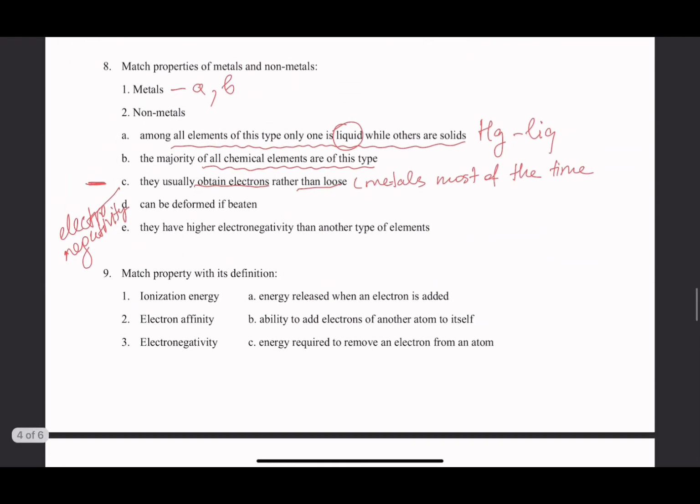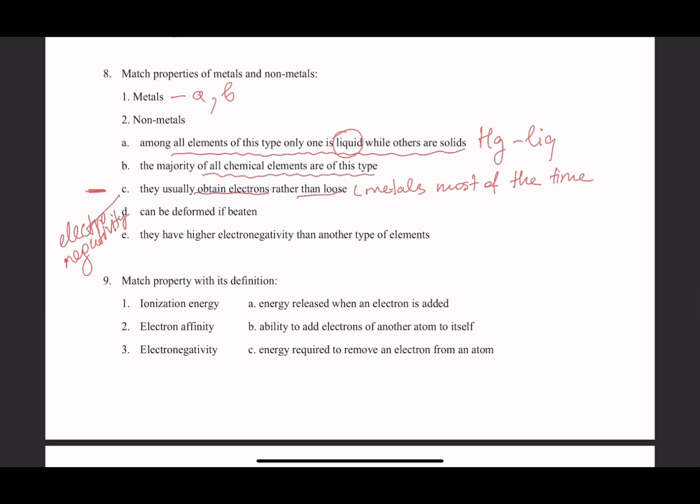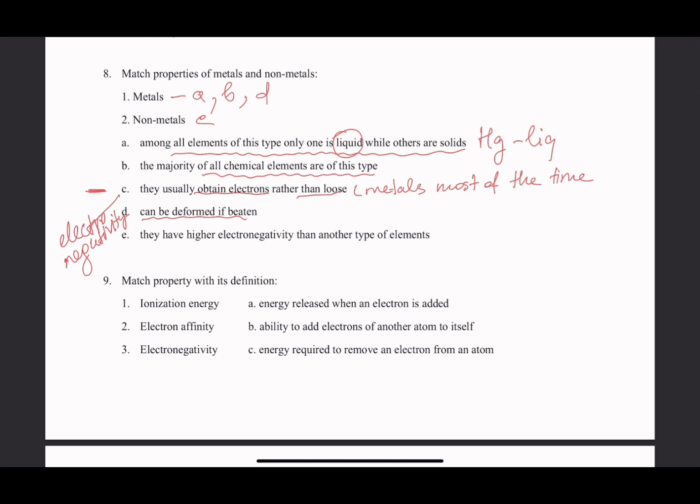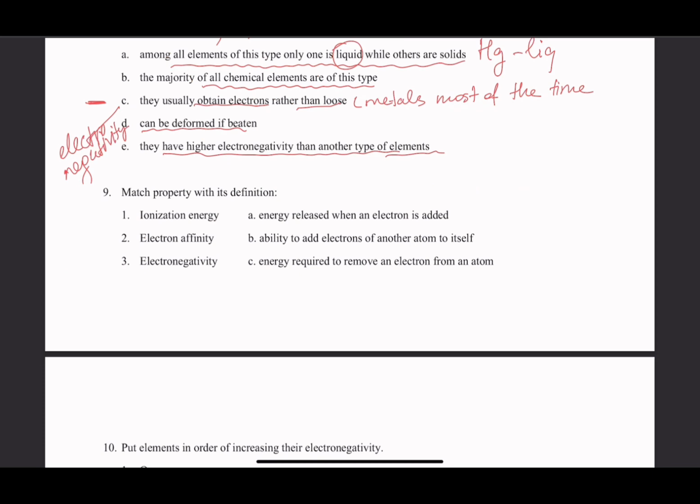So for this part, we have 2, we're going to have C for non-metals. It says that it can be deformed if beaten. We know from our lab that if we beat the metal, we can change its shape. It's not broken. So it is going to be a non-metal characteristic. And then they have a higher electronegativity than any other type of element. I just talked about it. Non-metals always have higher electronegativity. So 8 is going to be like this with the answers.